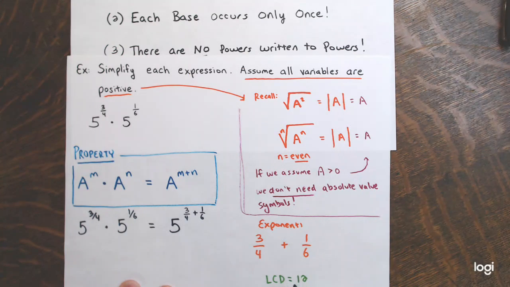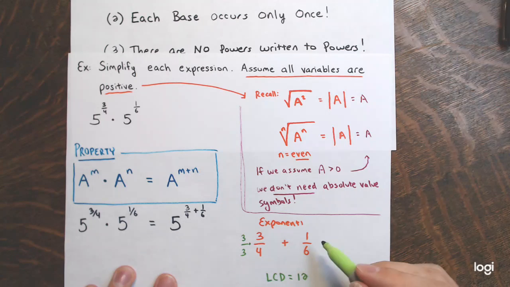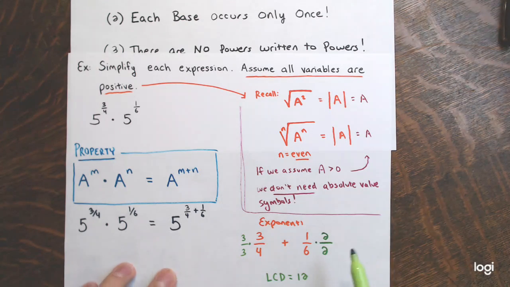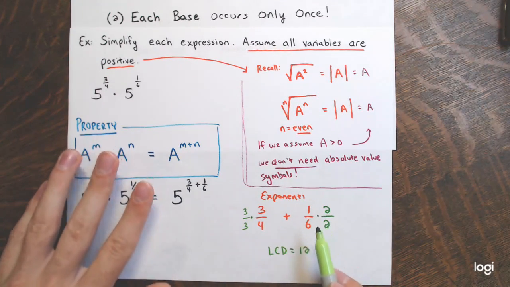So what would need to be done? I'd multiply this first fraction by 3 in the numerator and 3 in the denominator to give me a denominator of 12. And don't forget, what you multiply the denominator by, you must also multiply the numerator by, so that way it's like you're multiplying by 1 and not actually changing the value of the number. Same thing for the 1/6. I want the denominator to become 12. I multiply the denominator by 2, 6 times 2 is 12, but I must also multiply the numerator by 2, so again I'm multiplying by 1 and not changing the actual value of 1/6.